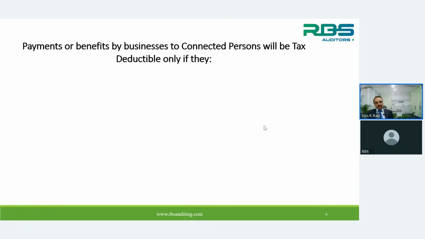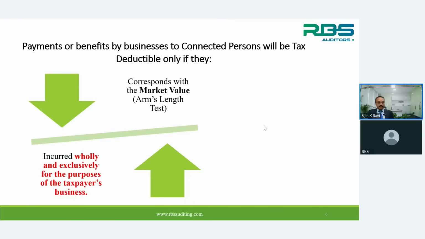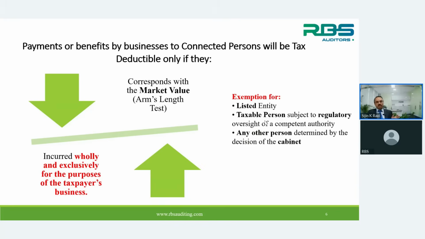What are the payments or benefits, whether taxable or deductible, and how are they treated? Whatever the payment or benefit, if it is incurred only and exclusively for the purpose of the taxpayer's business, then it is 100% allowed as a deduction. Otherwise, no. But again, it must correspond with the market value. And this assumption is not applicable for a listed entity and a taxable person subject to a regulatory authority. That means those regulated by ADGM or something like that, listed companies. In that case, it will not be applicable because they have their own rules and regulations relating to managerial remuneration, and any other person determined by the decision of the Cabinet.